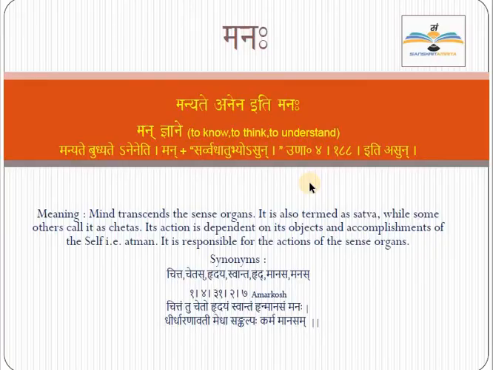That asun suffix is given by the sutra sarva dhatu pyo sun. So I hope you understood this formula, the etymology process and the nirukti, manyate anena iti manaha. Meaning mind transcends the sense organs. It is also termed as sattva, while some others call it chetas also. Its action is dependent on its object and accomplishment of the self, meaning the Atman. It is responsible for the actions of the sense organs.